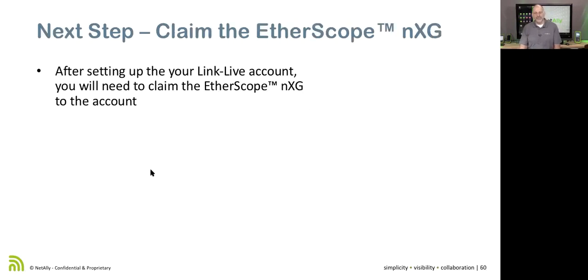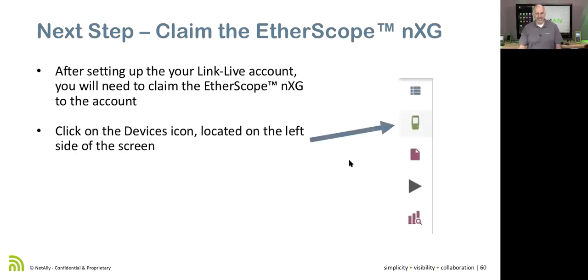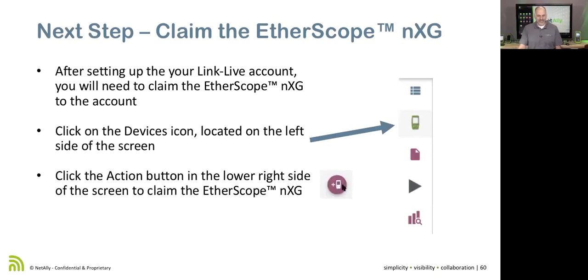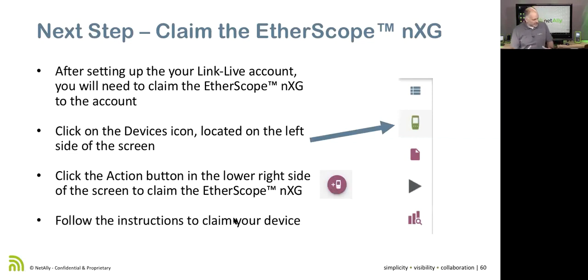So after we've set up our Link Live account, we need to go in and claim our EtherScope nXG. So what we're going to do is we're going to come into Link Live and we're going to click on our devices icon over there on the left-hand side of the screen. Then we're going to see our little action button show up. And in that action button, we can click on that. We can add a device. And that's going to say, how do we do that? So let's go ahead and take a look at how we do that.